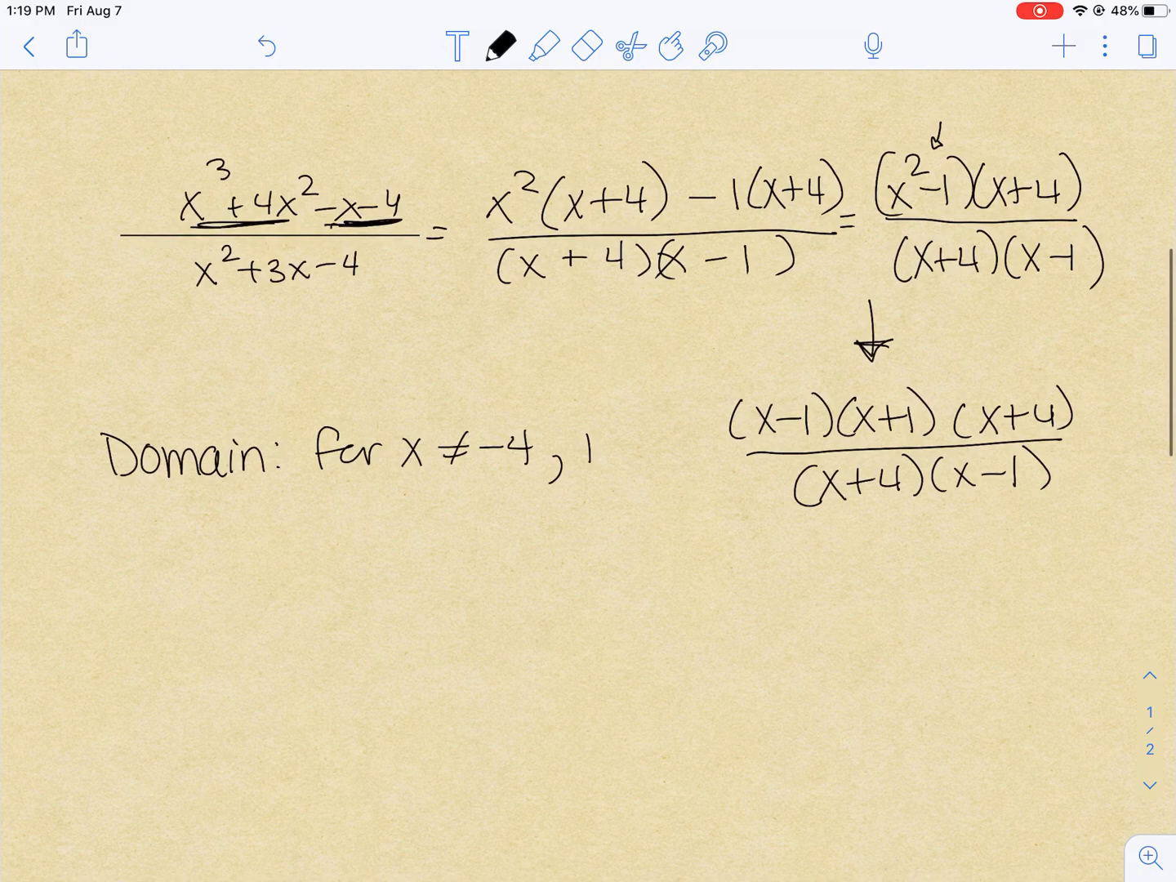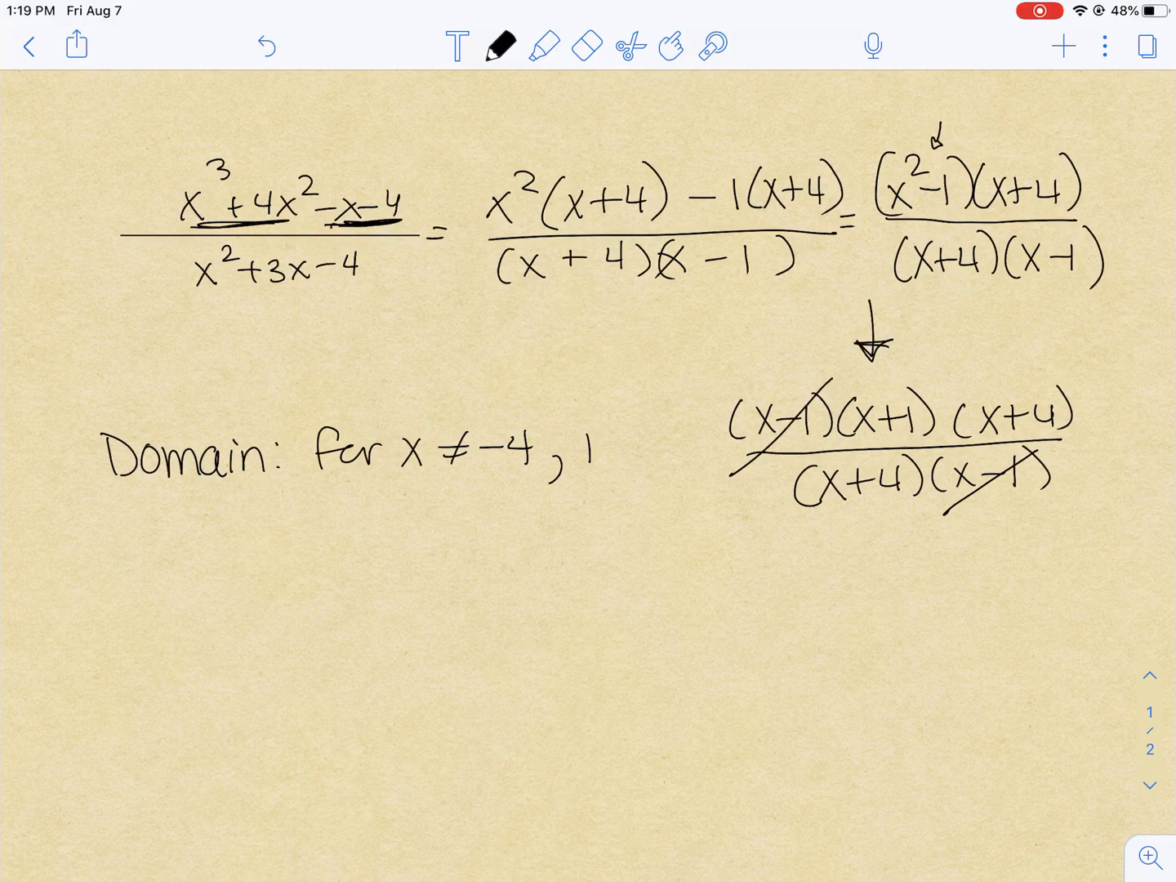Once we've got our domain, remember we're looking for factors in the numerator and the denominator that we can combine to become 1. So anything divided by itself is 1. So I see I have an x minus 1 there and an x minus 1 on the denominator. x minus 1 divided by x minus 1 is 1. So I can cross those out.